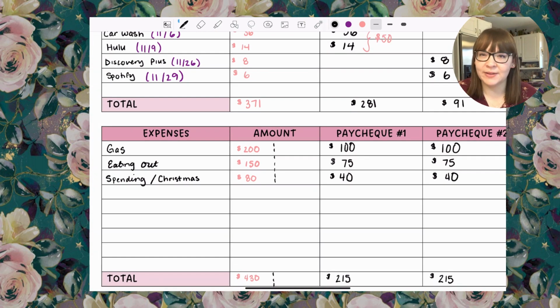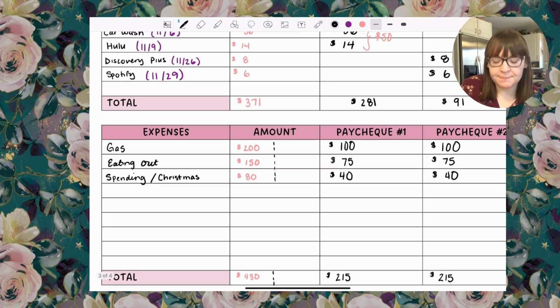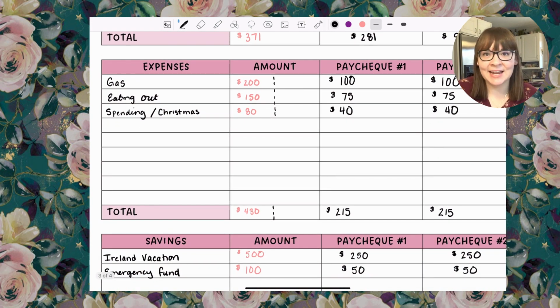So this is for me to be aware of how much I'm spending per pay period. And my Mint app also keeps track of spending and tells me if I'm under or over budget for the month as well, which is helpful.